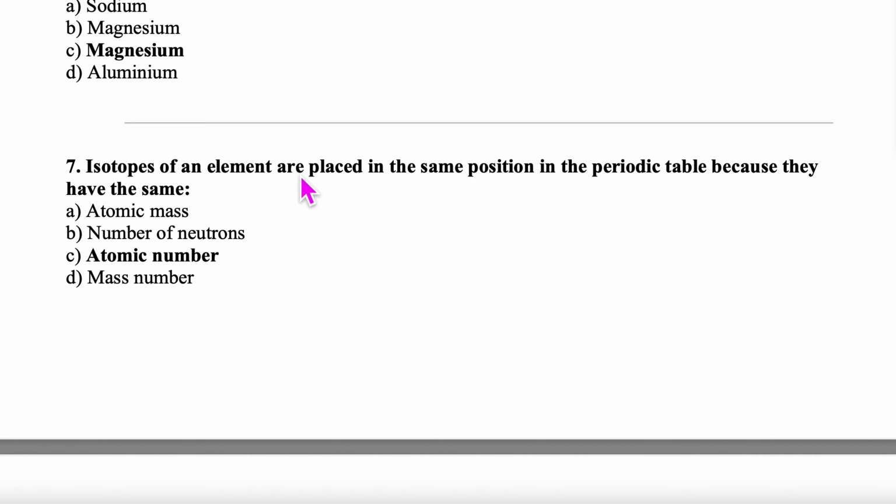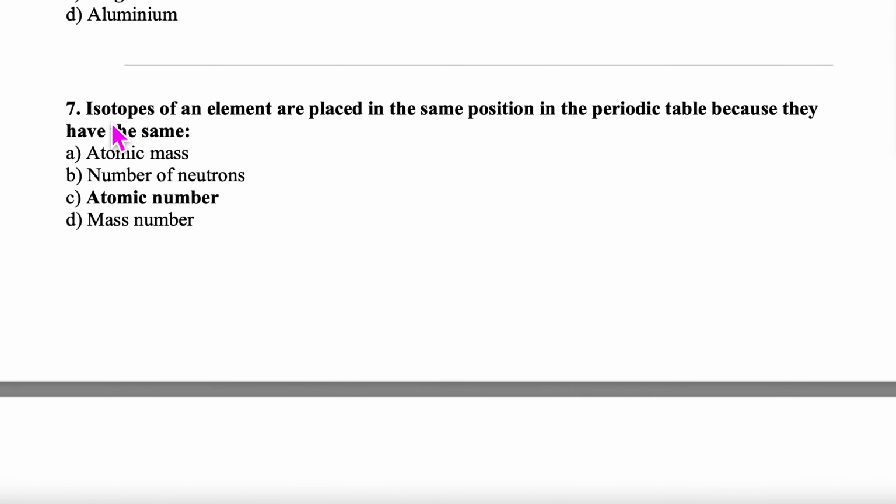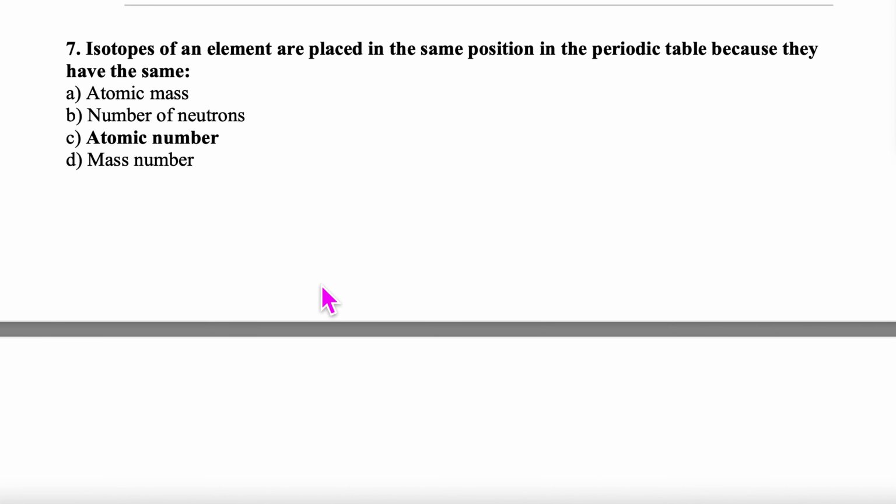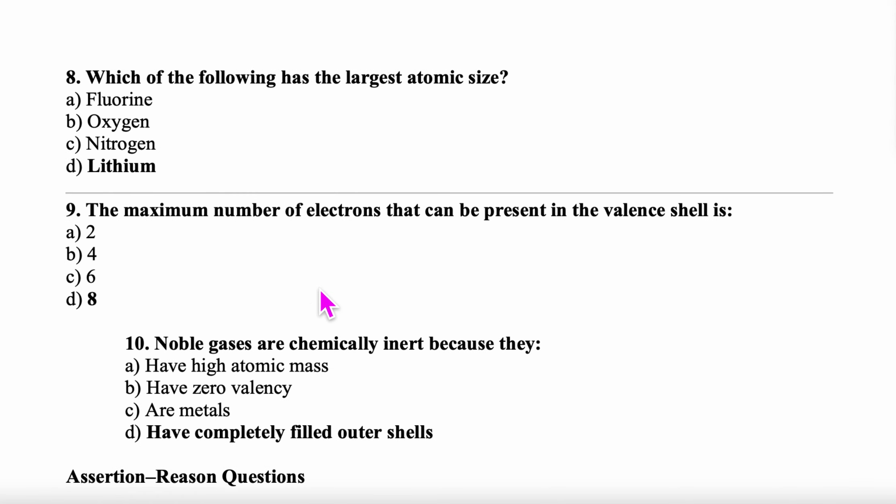Isotopes are placed in the same position because they have the same atomic number. See, somebody was saying atomic number same and atomic mass different. No, can you see? The reason is same atomic number. Okay, don't bring in the mass.